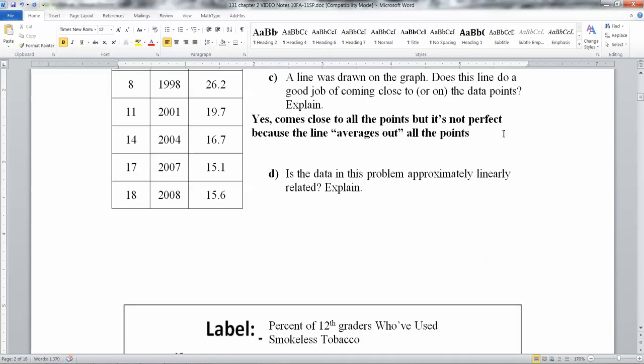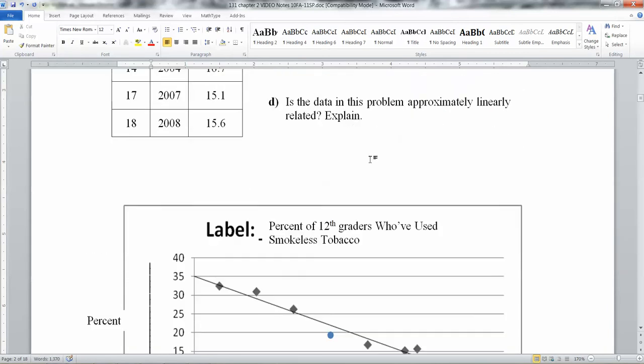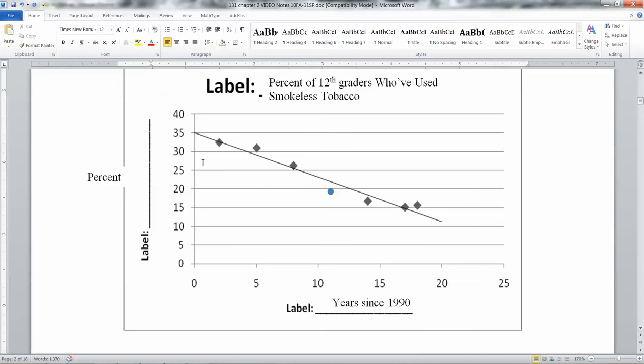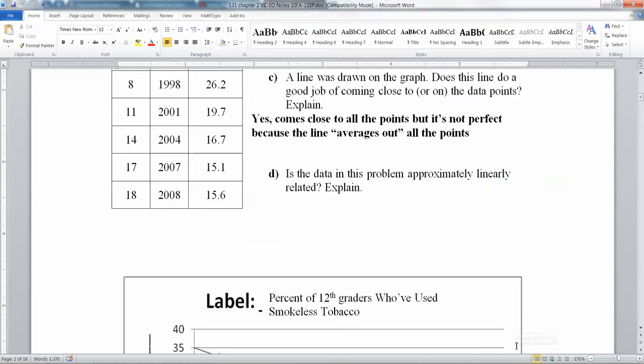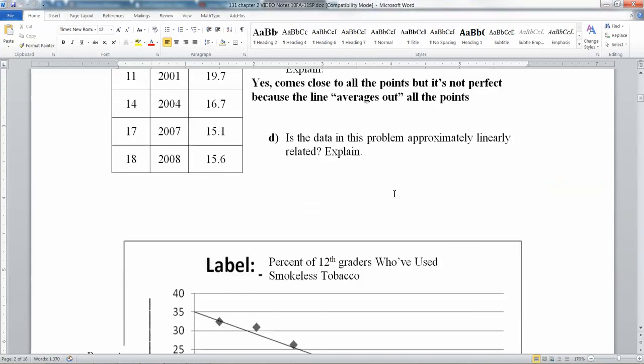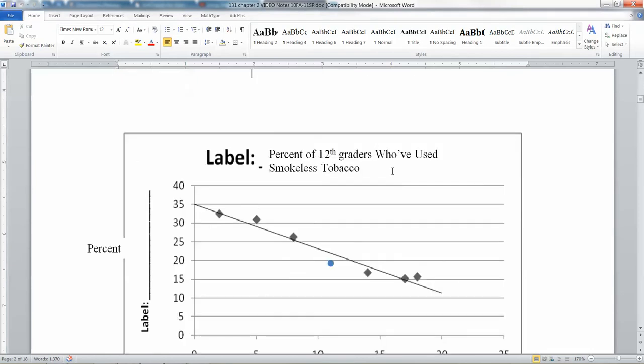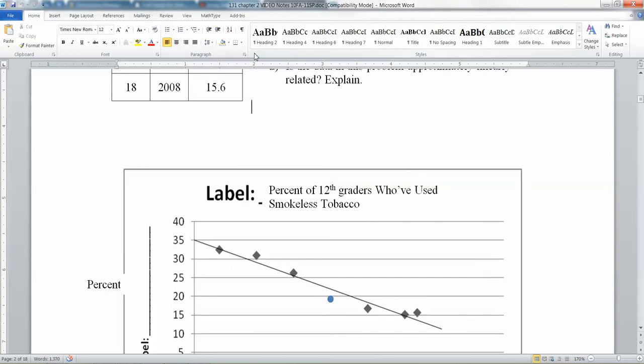So the line doesn't go through any two particular points. It's that it averages out all the different points. So it takes some highs and some lows, but that line kind of cuts through the middle. So some points are above it, some points are below it, and it averages out. Now the question becomes, is the data in this problem approximately linearly related? Explain. Well, yeah, the points are kind of forming a line. So yes, because the points are more or less forming a line. They follow the trend of a line, if you will.